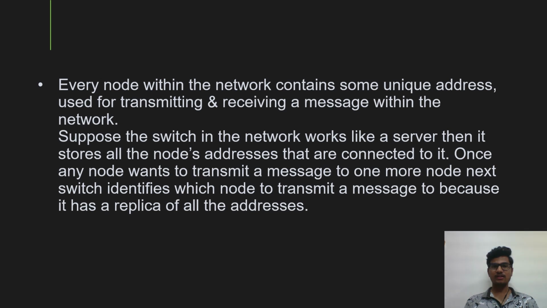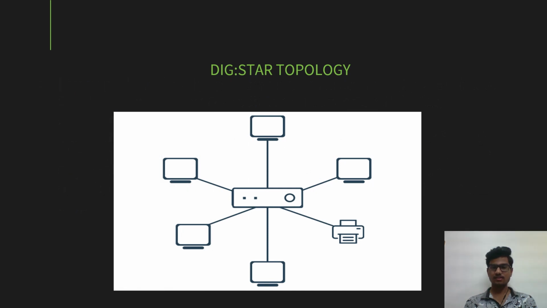Every node within the network contains a unique address used for transmitting and receiving messages within the network. Suppose the switch in the network works like a server, then it stores the addresses of all the nodes connected to it. Once any node wants to transmit a message to one or more nodes, the switch identifies which node to transmit the message to, because it has a replica of all the addresses within it. This is an illustration of a star topology which has four nodes, one extra printer, and a hub. The hub is the main central device which transmits information to all the nodes.